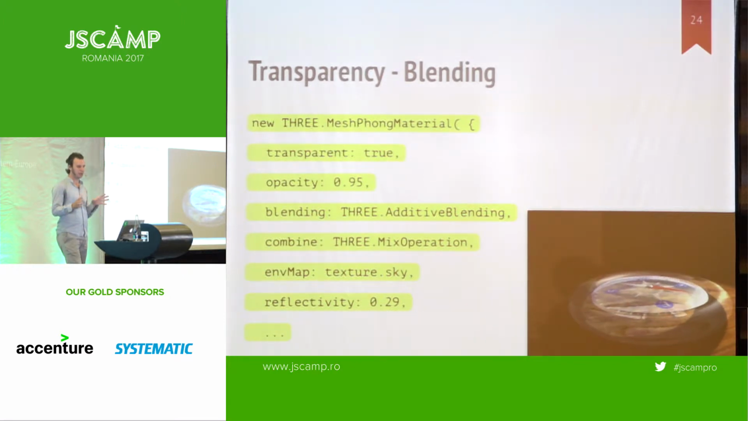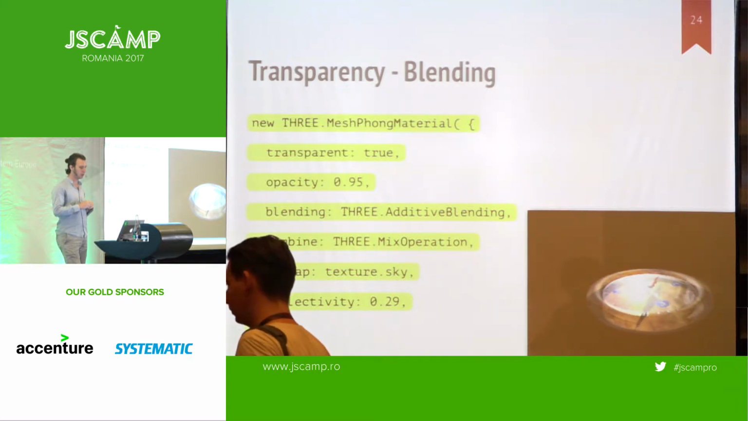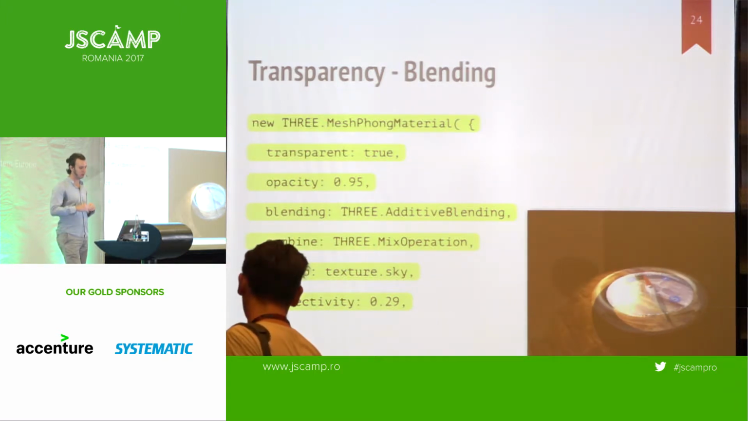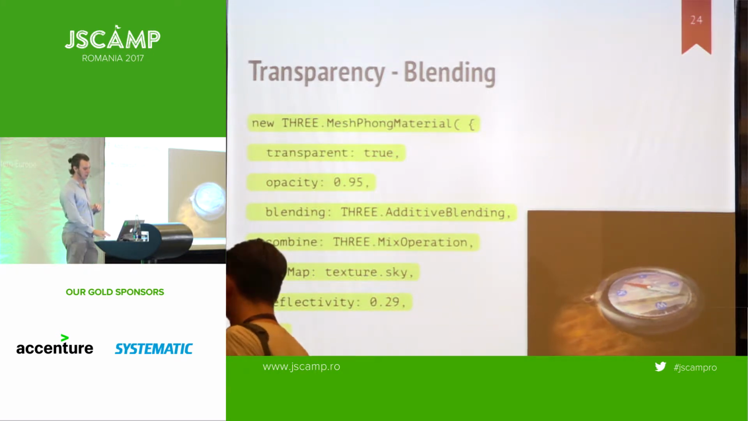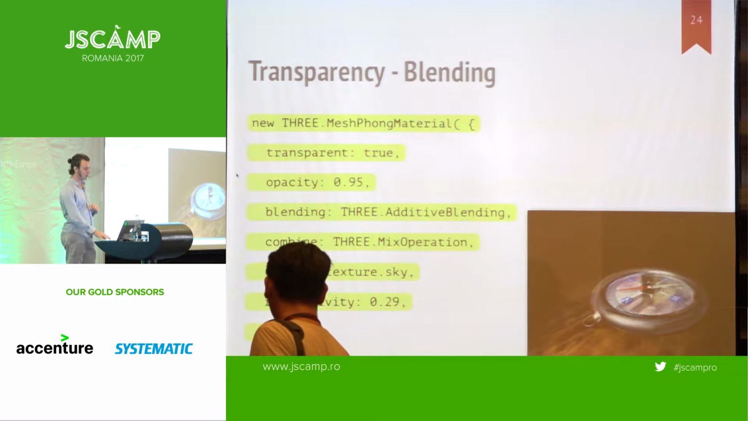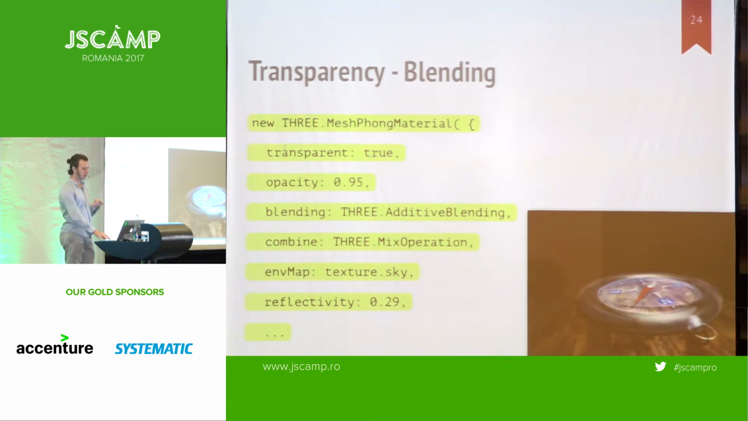Okay, the final piece to make this model into what we need is some kind of transparent looking material, something like glass to put on top of our compass. To do this, we can just tell THREE.js that we want our material to be transparent, and we can then specify how.